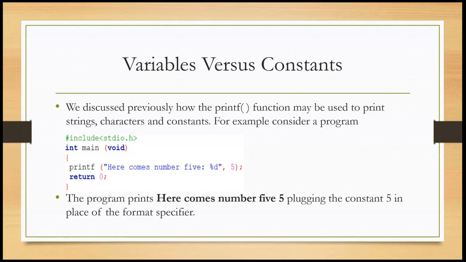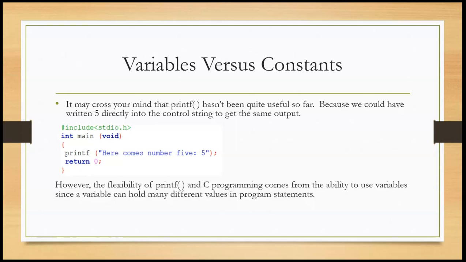We discussed previously how the printf function may be used to print strings, characters, and constants. For example, consider a program. This program prints "here comes number 5, 5" by plugging the constant 5 in place of the format specifier in the format string. It may cross your mind that the printf function hasn't been quite useful so far, because we could have written 5 directly into the control string to get the same output.